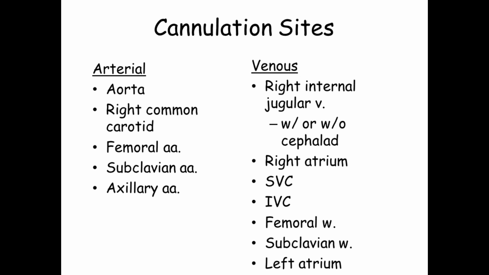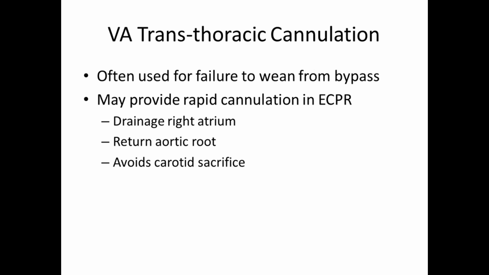Now, cannulation sites. You can cannulate the aorta, the common carotid arteries, femoral arteries, axillary artery. On the venous side, you can cannulate the internal jugular vein, you can use the right atrium, superior vena cava, inferior vena cava, femoral vessels, and left atrium. The site of cannulation basically depends on whether you want to go for a central ECMO, trans-thoracic ECMO, or a peripheral cannulation.